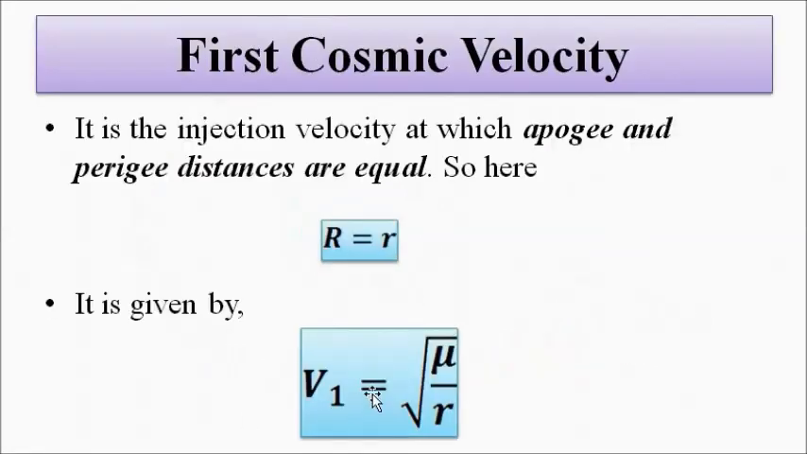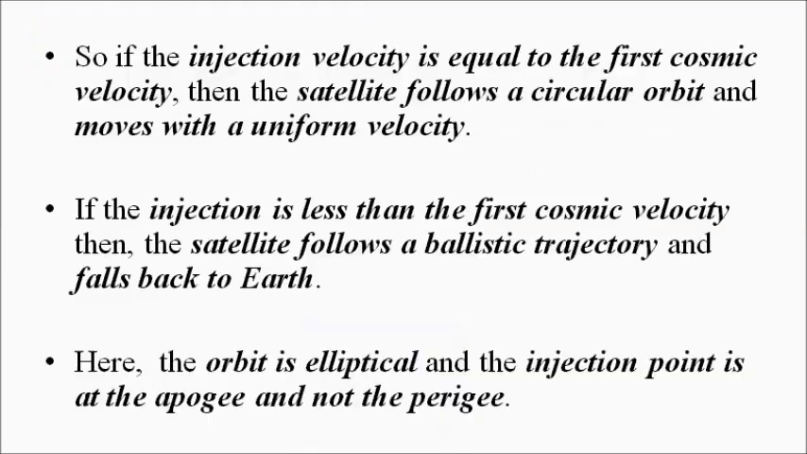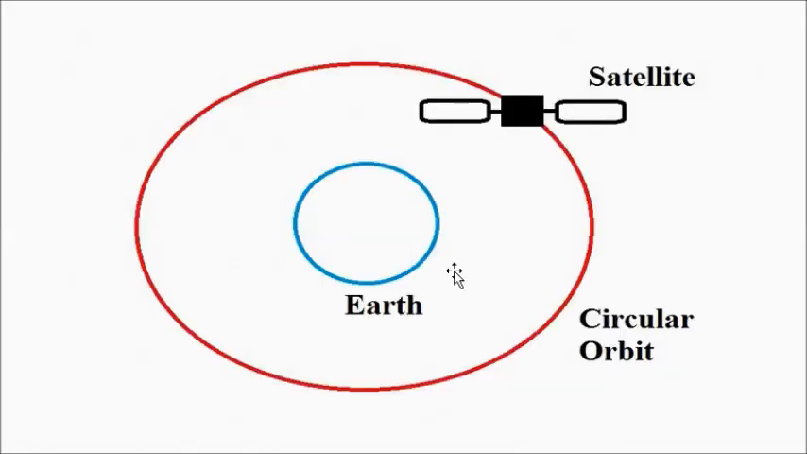And that first cosmic velocity is given mathematically as the root over of mu by small r, where mu is the product of universal gravitational constant and mass of Earth, and small r is the perigee distance. So if the injection velocity is equal to the first cosmic velocity, the satellite will follow a circular orbit and it will move with a uniform velocity, which we have discussed in the first orbital mechanics video, related to velocity of satellite and time period of satellite. Please watch that video. So the important conclusion: when injection velocity is equal to the first cosmic velocity, the satellite will take a circular orbit and the apogee and perigee distances are equal.